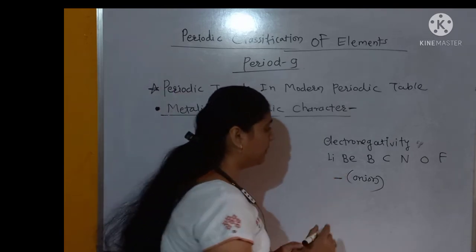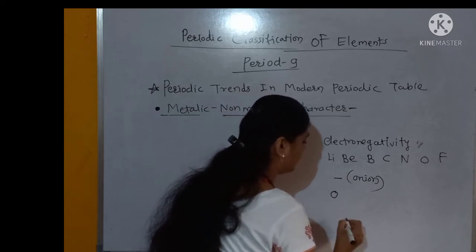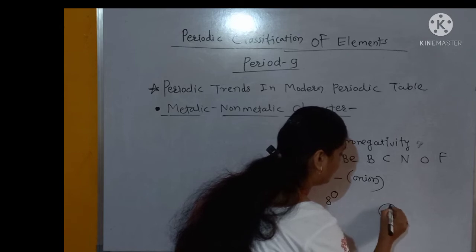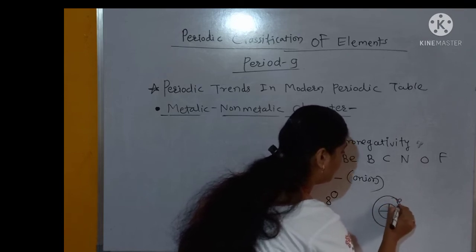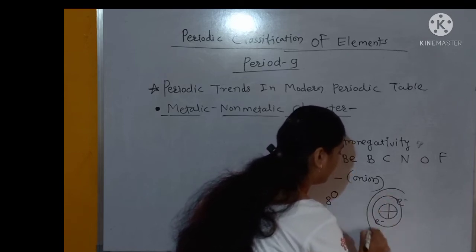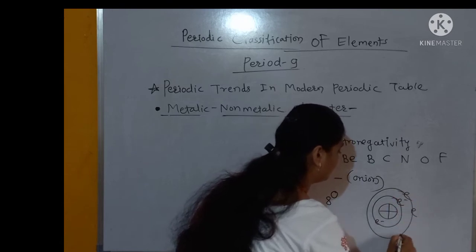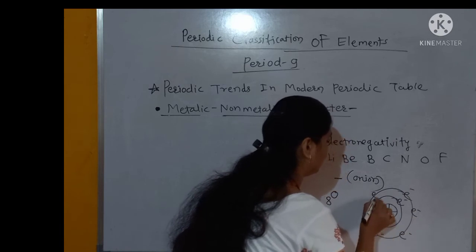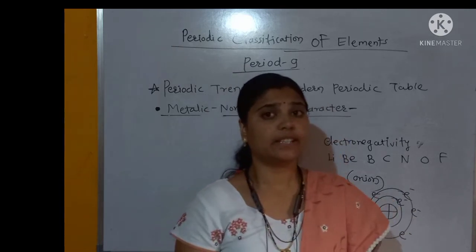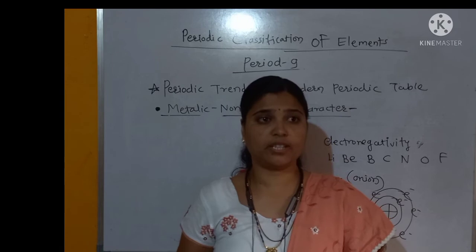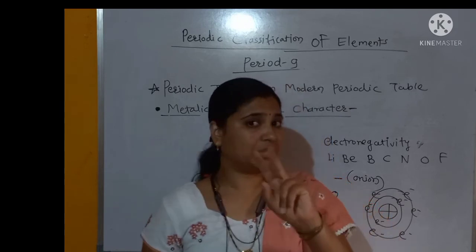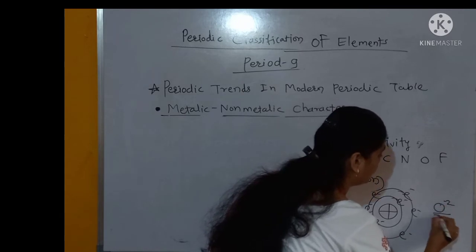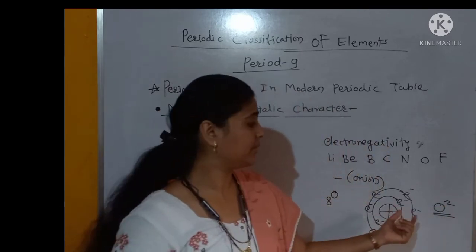So we take one example, oxygen. Oxygen has atomic number 8. In the first orbit of oxygen there are 2 electrons, and in the second orbit there are 6 electrons. So instead of donating these 6 electrons, it takes 2 electrons from other elements and acquires 2 negative charges, becoming O2-, the oxide. Their structure becomes O2-.